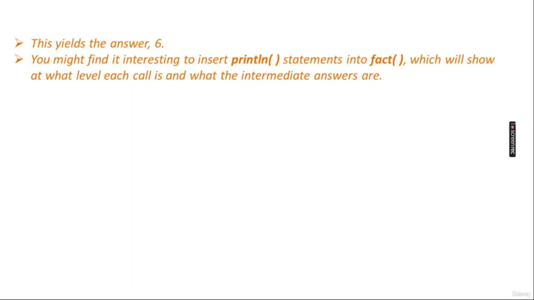So to understand it much better, we have to insert println statements into the fact function, which will show at what level each call is and what the intermediate answers are. Or you can also take a small paper and pen, and as and when the number is decremented, you have to put those numbers onto paper, and then you will understand how factorial is working.